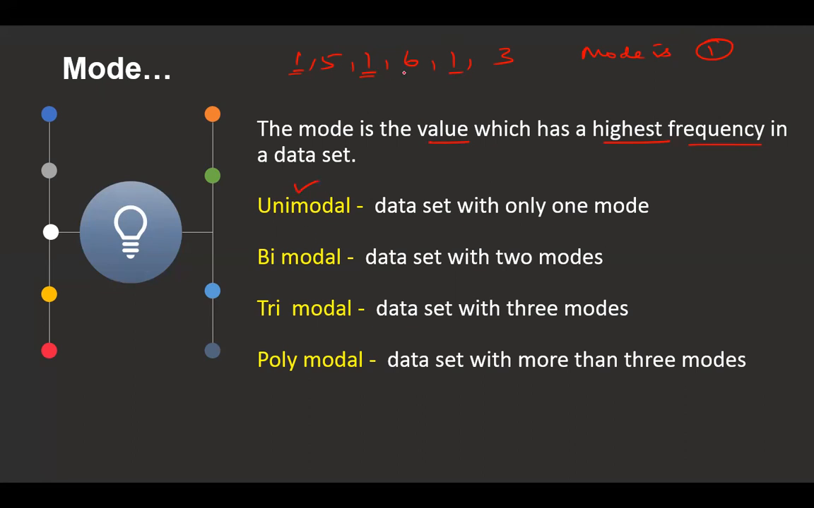If it is having only one mode, it is called unimodal. Sometimes it may have two values repeated at the same time, that I will call bimodal. Then three values, I'll call trimodal. Then more than three modes, it is polymodal. If there is no mode, I can simply write there is no mode at all. So it is very simple to calculate. We are going to learn about all three in this video.